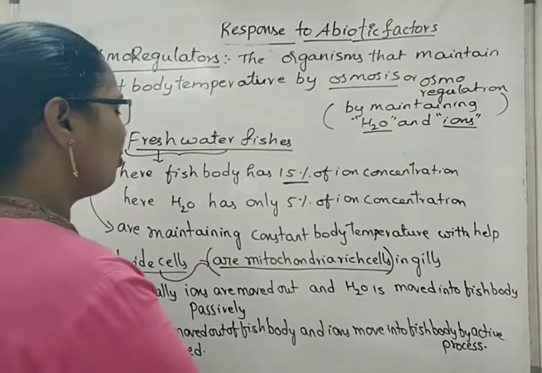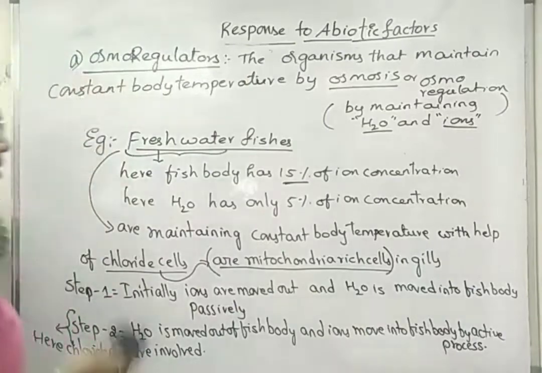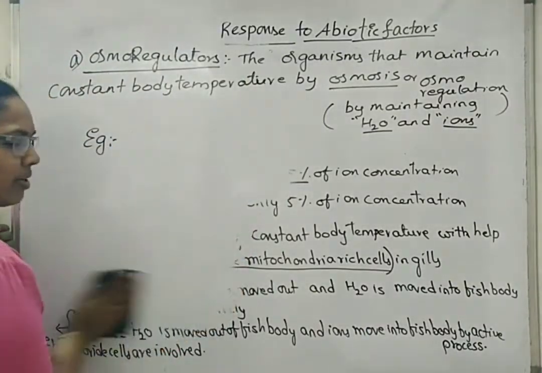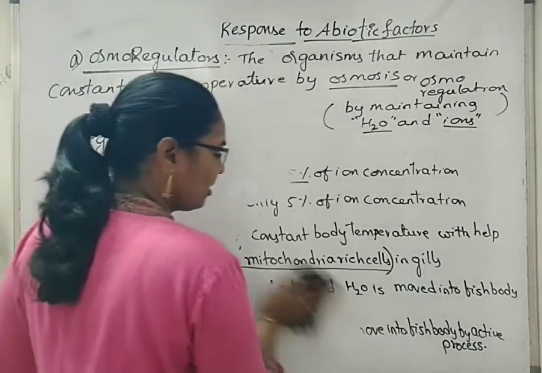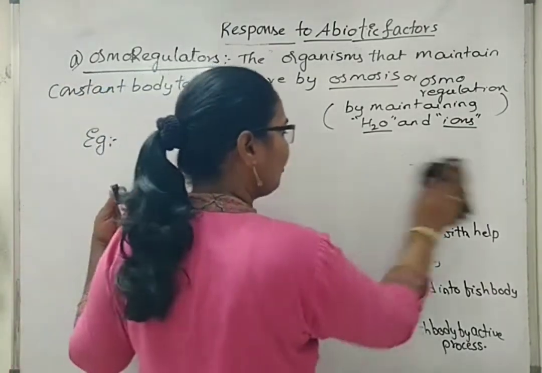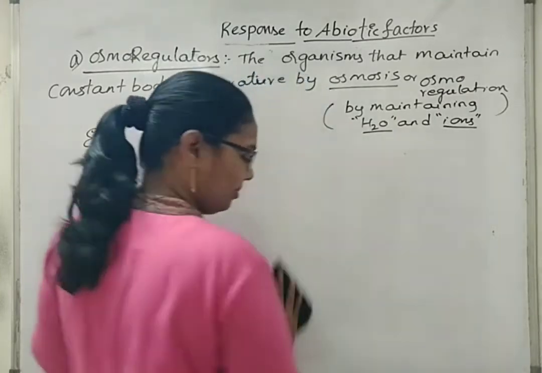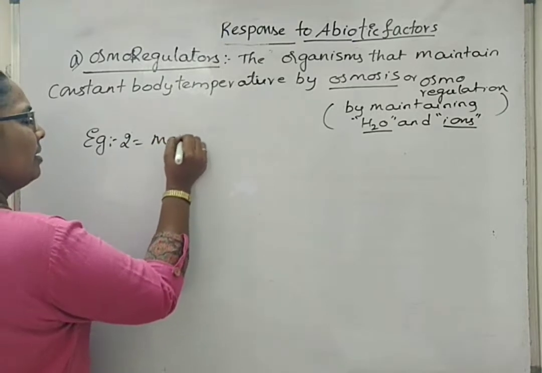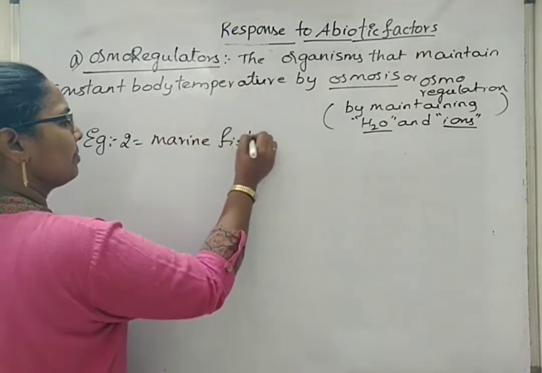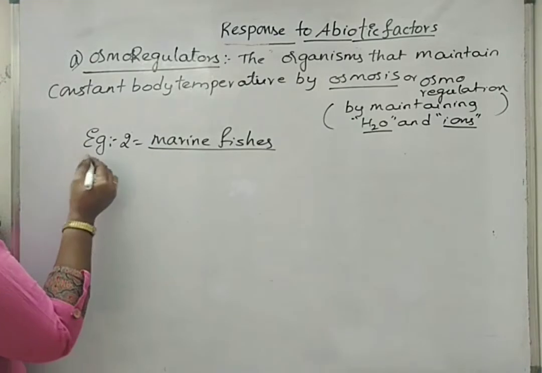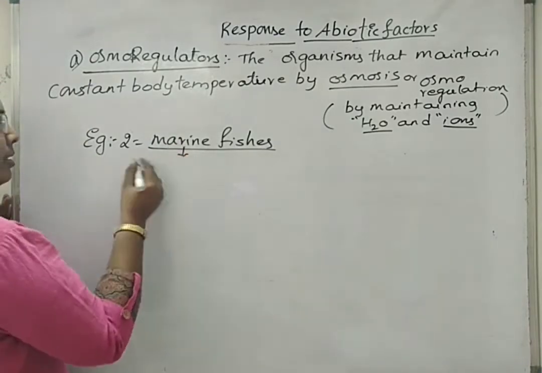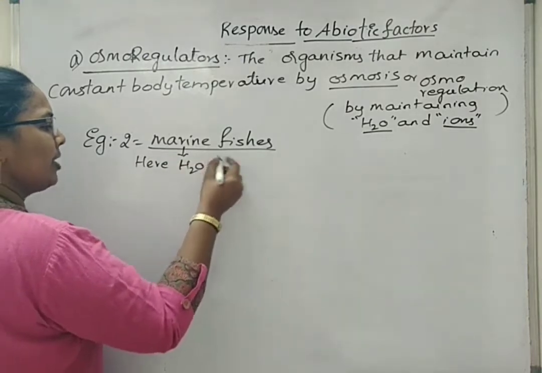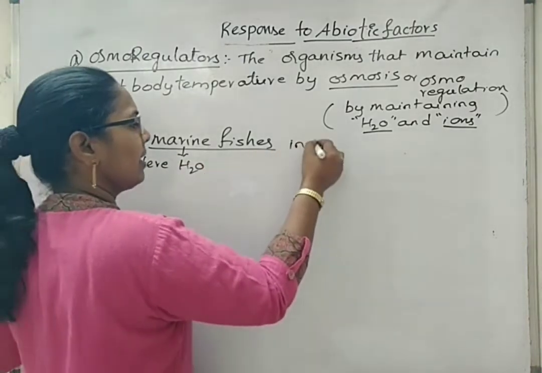Second example will be marine fishes. Marine fishes live in water that has an ionic concentration of 30 to 35% salt concentration. So, the second example is marine fishes. Here, let us consider the water concentration in marine water.